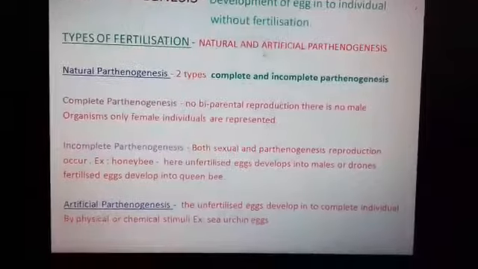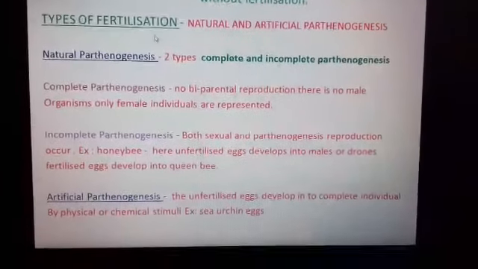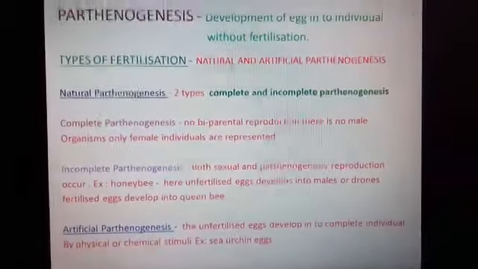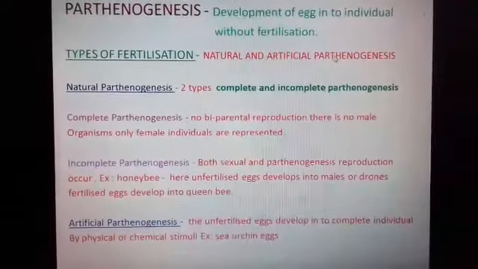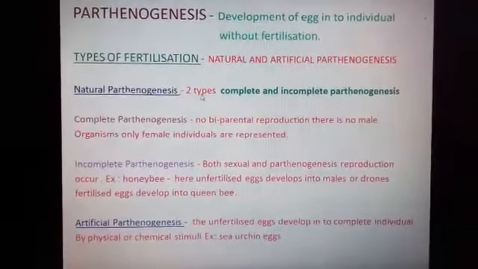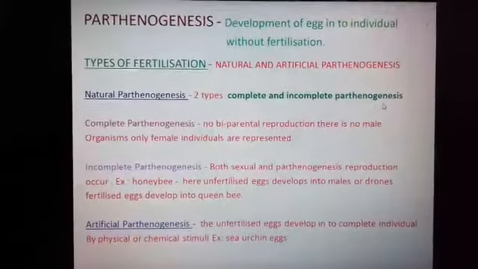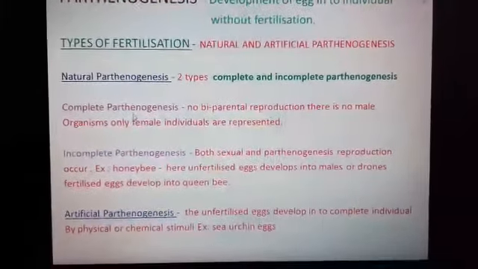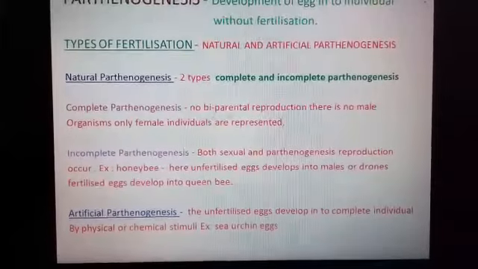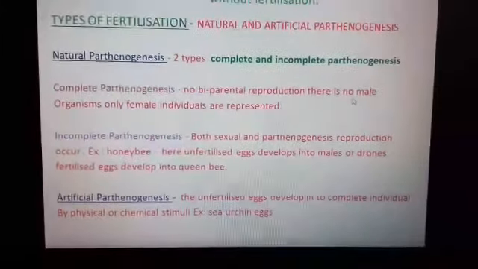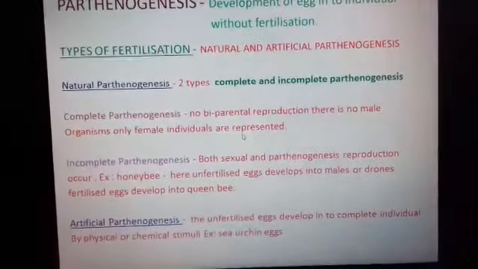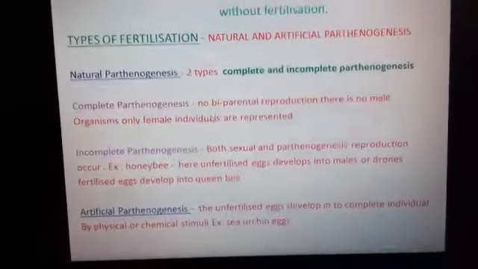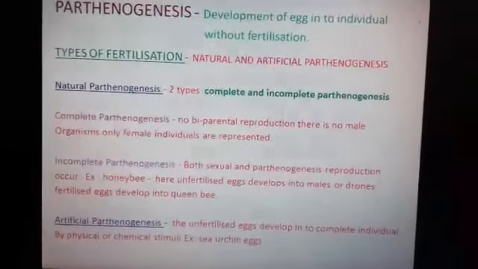The types of fertilization, it is natural and artificial. Here I am telling it is the parthenogenesis, that is natural and artificial parthenogenesis. Natural parthenogenesis is of two types, complete and incomplete parthenogenesis. Complete parthenogenesis means here no biparental reproduction, there is no male at all, only the female individuals are represented here. So here the egg is again grown into an individual, that is the female individual.